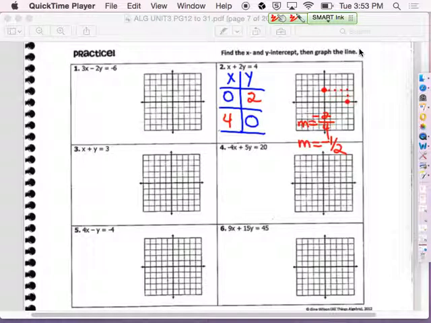Or I could just continue the pattern on and plot more points if I needed to plot more points to this line. Let's do a few more on the video.